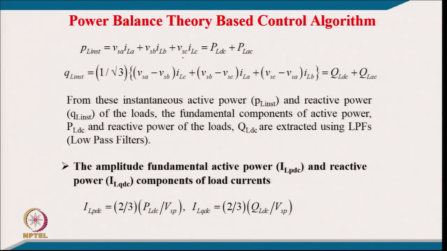So, we calculate instantaneous power from these expressions: VSA ILA plus VSB ISB. So, it has a DC component and an AC component. By the low pass filter which I explained, we get only the DC component which we require there.